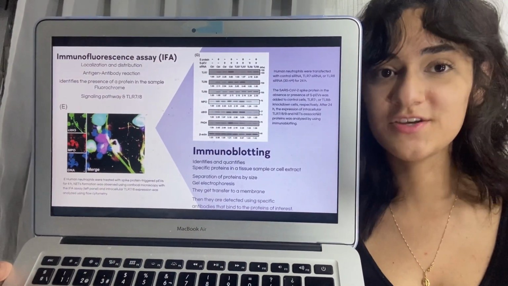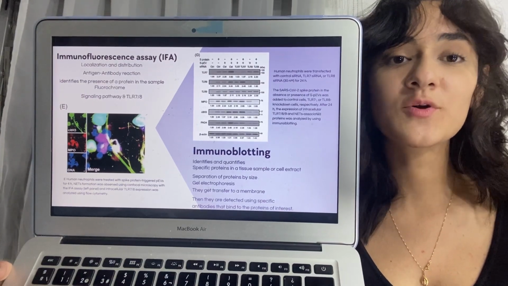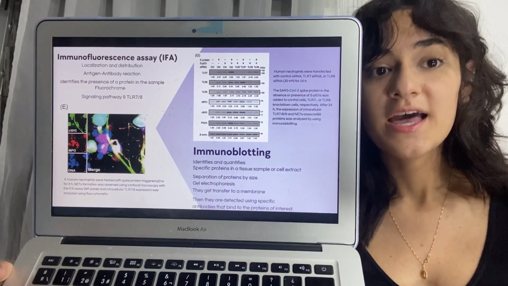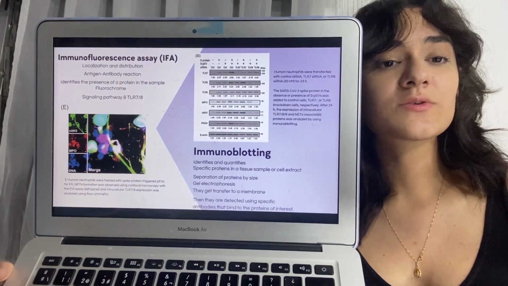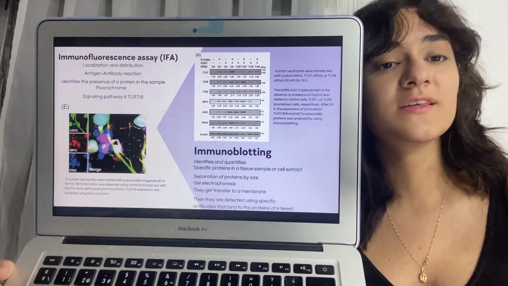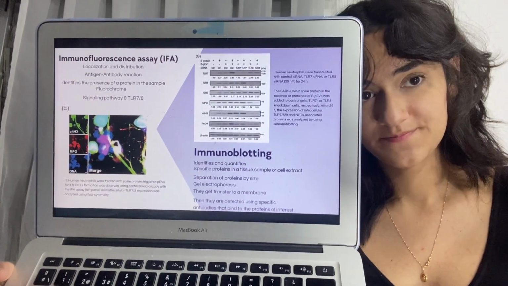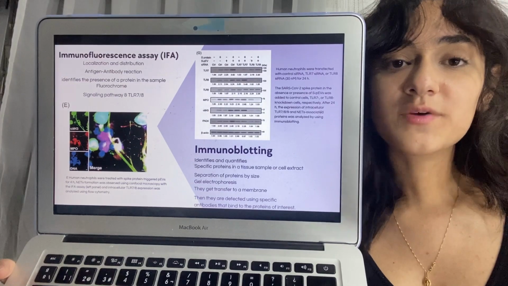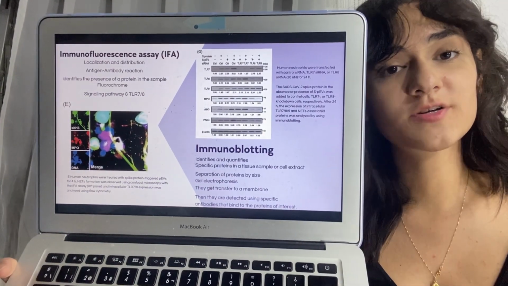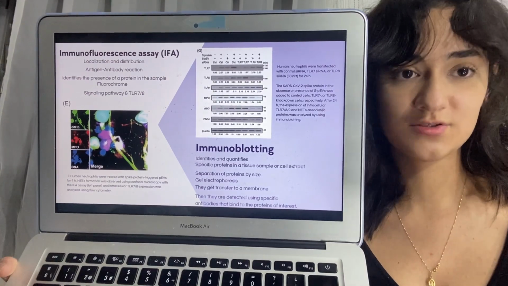Immunoblotting, also known as Western blot, is a test that detects specific proteins in a tissue sample. This technique is based on the separation of proteins by size through gel electrophoresis and their subsequent transfer to a membrane. Once on the membrane, the proteins are detected using specific antibodies that bind the proteins of interest. It can be used to identify viral proteins in samples from infected patients, which helps to confirm the presence of a virus and study its behavior under different conditions.